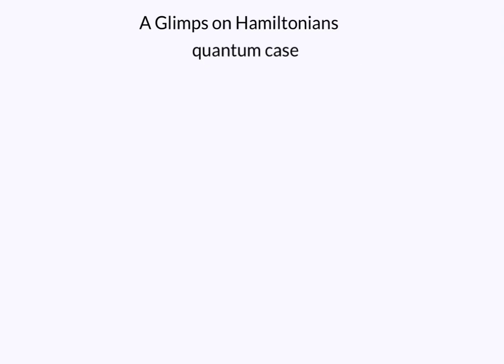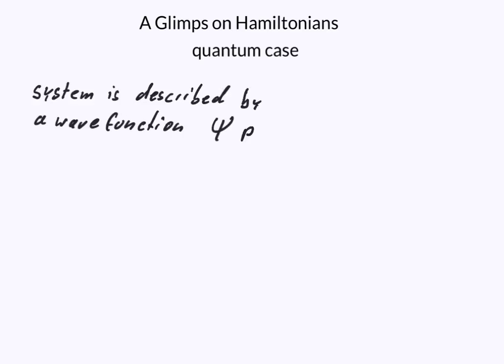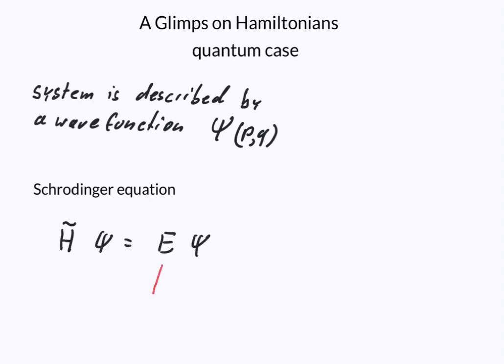The Hamiltonian also plays a significant role in quantum mechanics. Now in quantum mechanics, a system is described by a wave function psi, which lives in phase space P and Q. The wave function will be the eigenvector of the Hamiltonian equation, leading to an eigenvalue E, which describes the system.